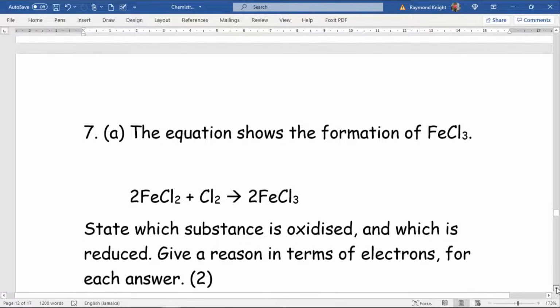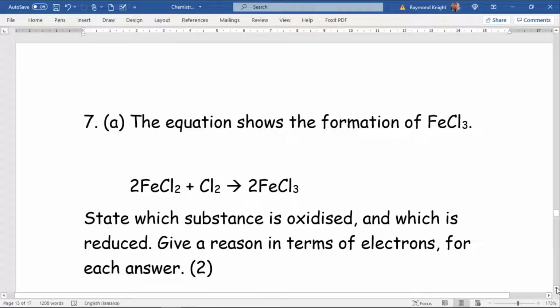All right, so question number 7. This is the last question now, and we're out of here. This question says that the equation shows the formation of iron chloride. So here we have the equation, and it's balanced as well. State which substance is oxidized and which substance is reduced. Give a reason in terms of electrons for each answer.